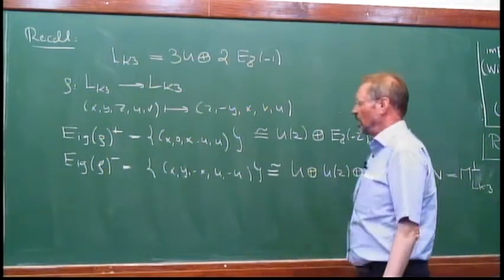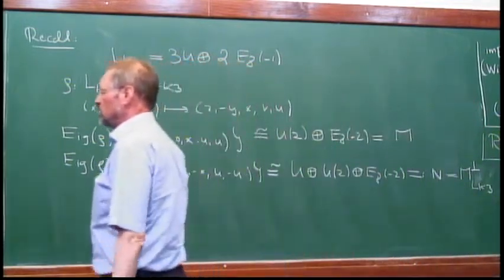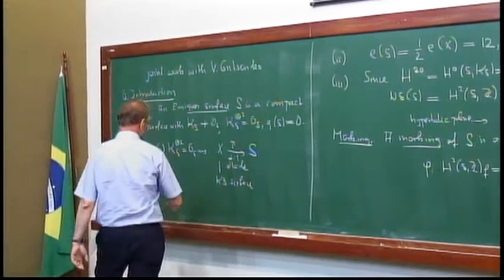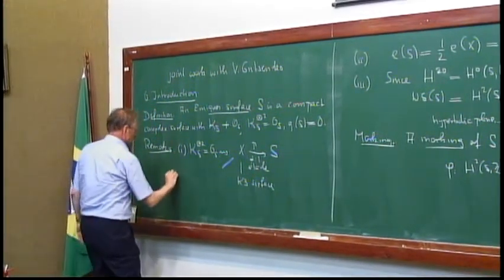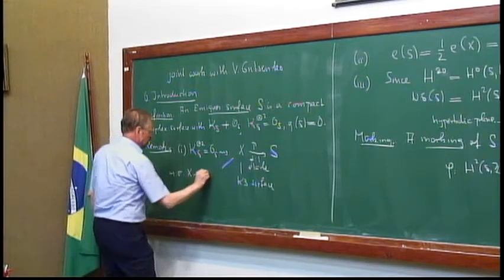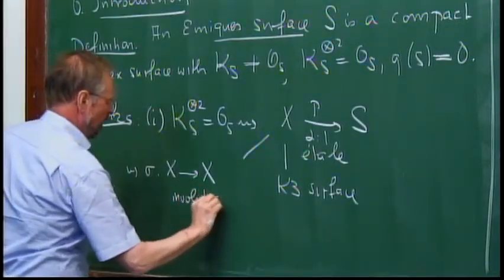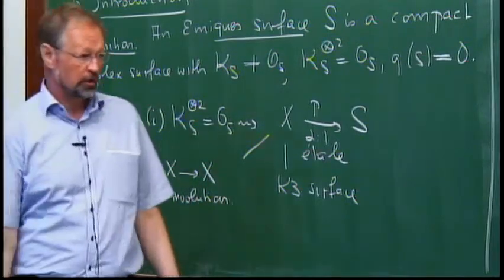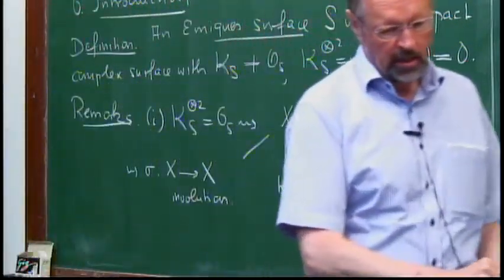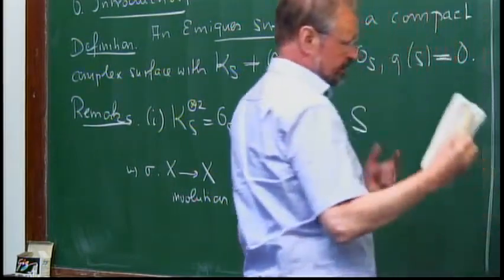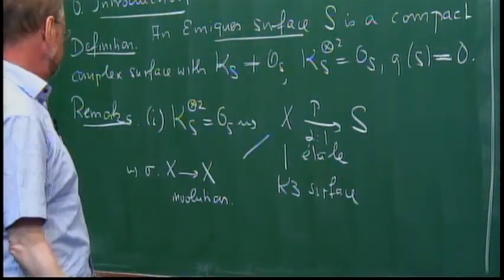Okay. What else do I want? I have this étale 2-to-1 cover here, and that gives me an involution, a covering involution, which I will denote by sigma. And now I can state how we can relate markings of Enriques surfaces with markings of their covering K3 surfaces.